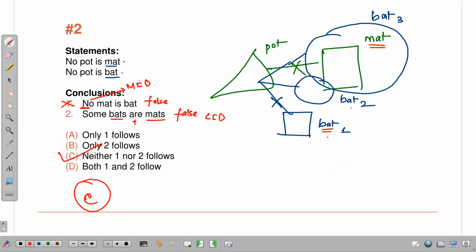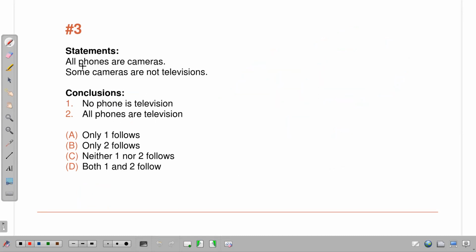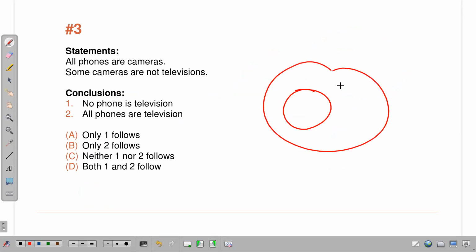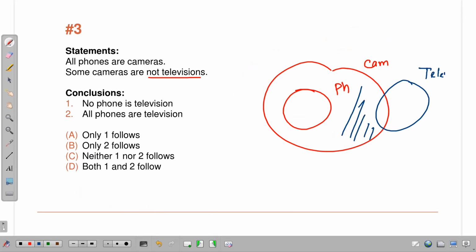Let's move quickly to the third question. Again, pause the video, solve for a while, and then I'll discuss. Let's resume. All phones are cameras. Some cameras are not televisions. So some of the cameras are not included in television. Let's say these are all my cameras which are not televisions. So these are the cameras that are not televisions.